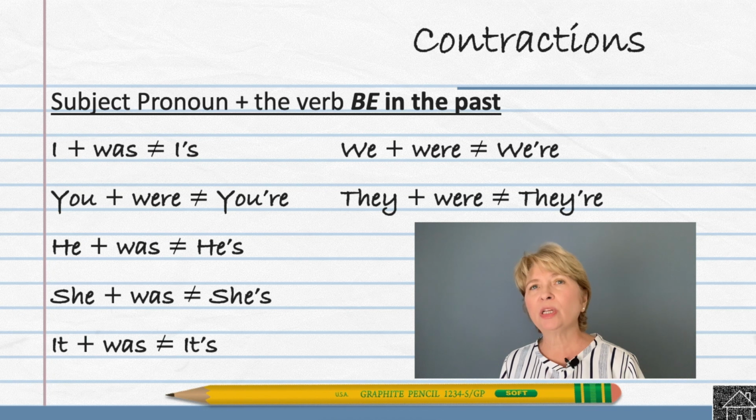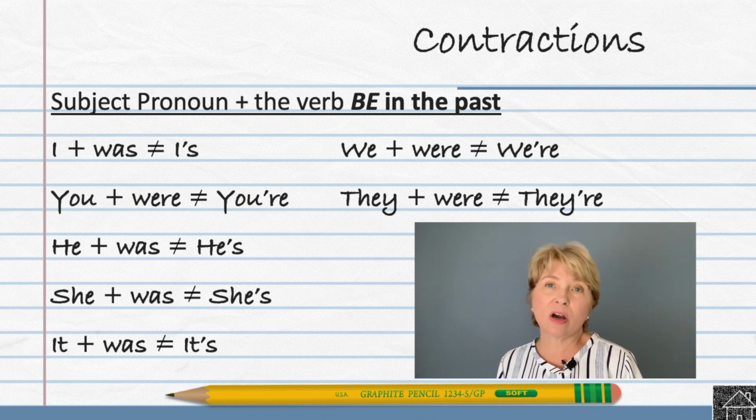Also, we plus were can't be we're, because that's we are. And they plus were can't be they're, because that's they are. You can't make contractions with pronouns and past tense forms of be.